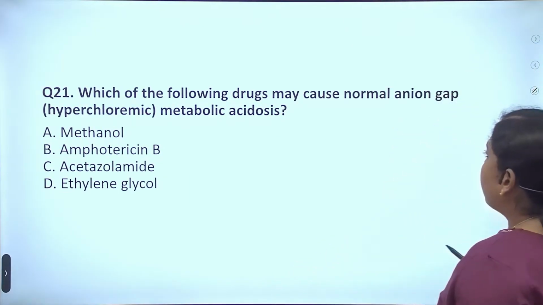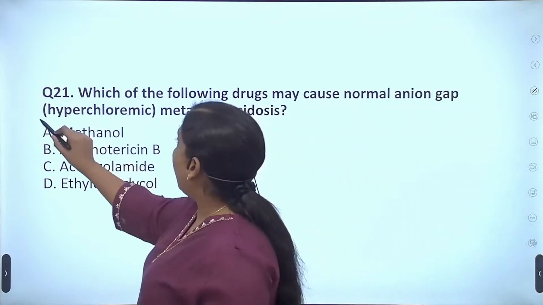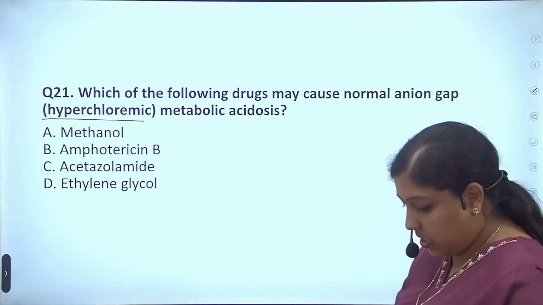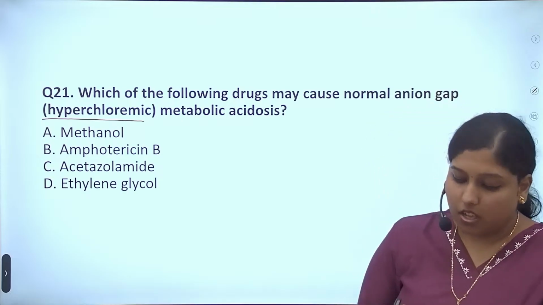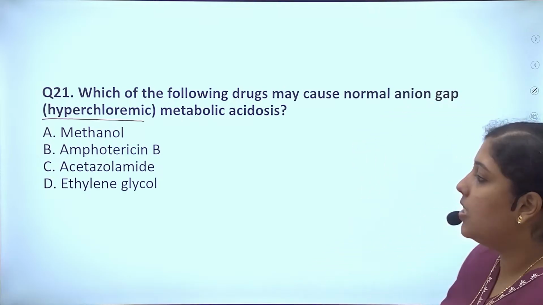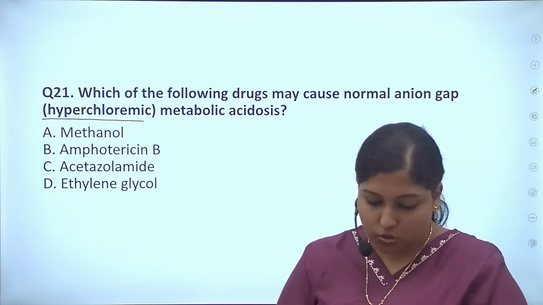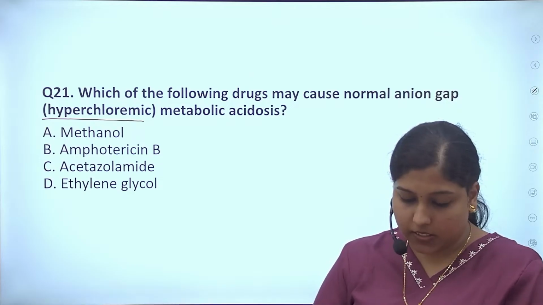Which of the following drugs may cause normal anion gap hyperchloremic metabolic acidosis? This is again a tricky question. Very good, Priyanka Patra. Again, these questions need advanced understanding of ABG so that you can clear these MCQs. Yes. Tell me.